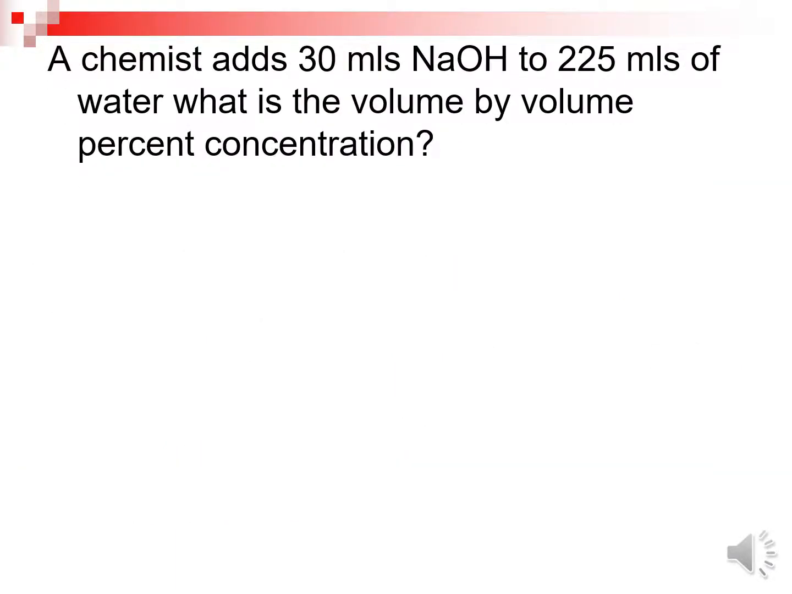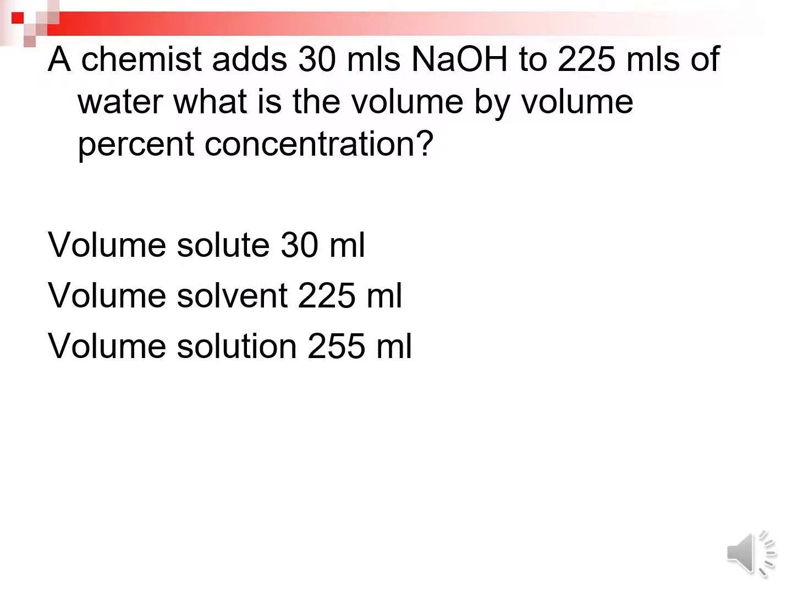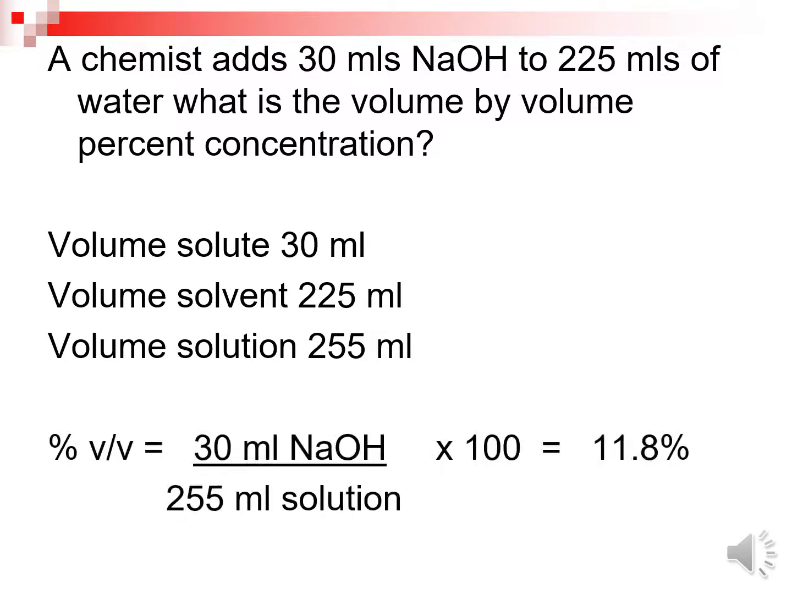So if a chemist adds 30 milliliters of NaOH to 225 milliliters of water, the volume by volume concentration is going to be 30 milliliters plus 225 milliliters is 255. 30 over 255 times 100 is 11.8% volume over volume.